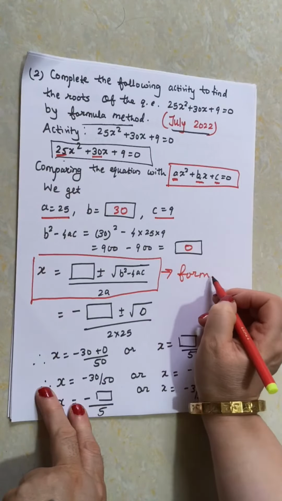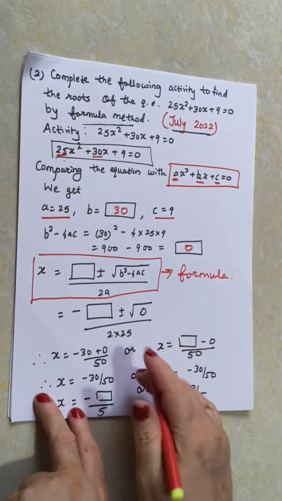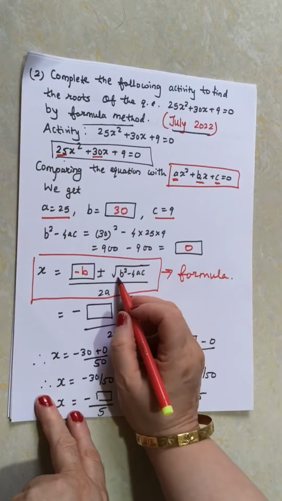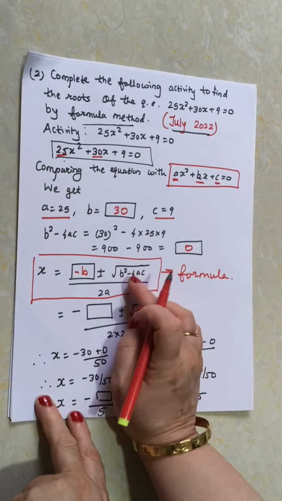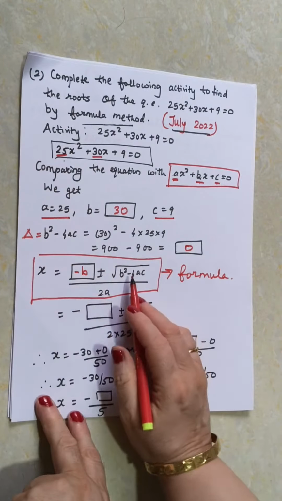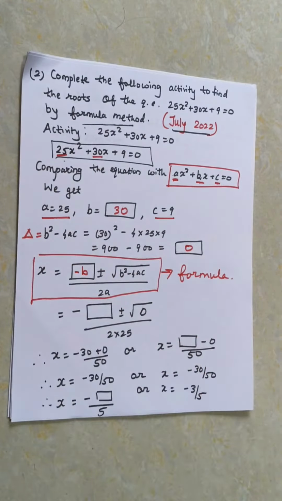So it is formula. So I have made a box here, that is x is equals to minus b plus or minus under root b square minus 4ac. You can write under root delta also. So here we can write delta also upon 2a. Now let's put the value.